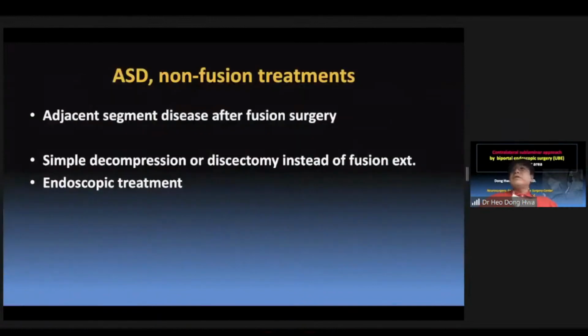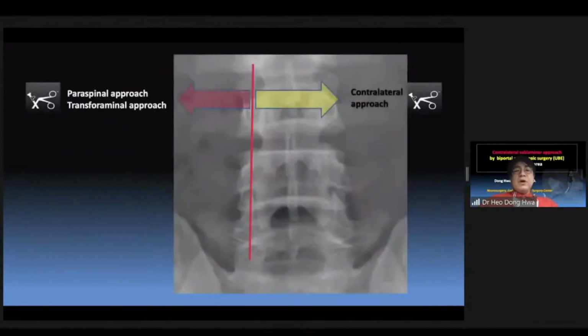So ASD decompression or ASD discectomy is another option of biportal endoscopic surgery, especially the sublaminar contralateral approach. However, in the extraforaminal area, there is a limitation of the contralateral approach. Based on the middle portion of the pedicle, if the pathologic lesion is located outside of this area, a paraspinal or transforaminal approach is better than the contralateral approach.